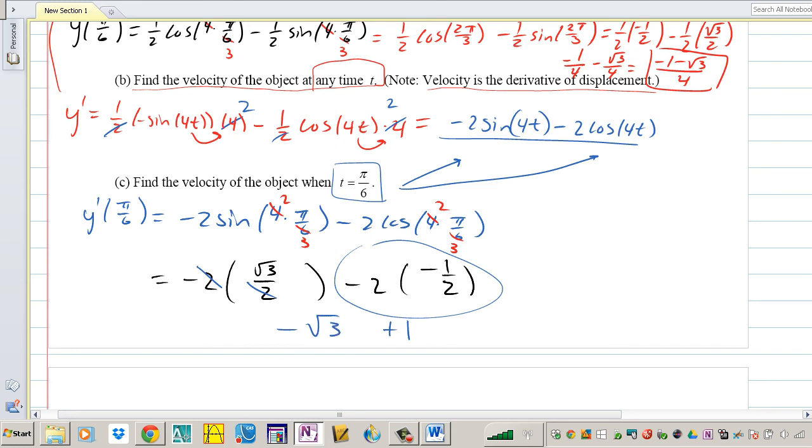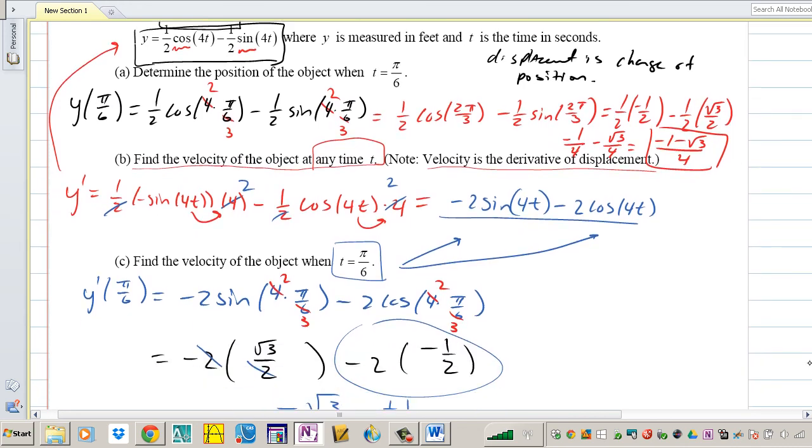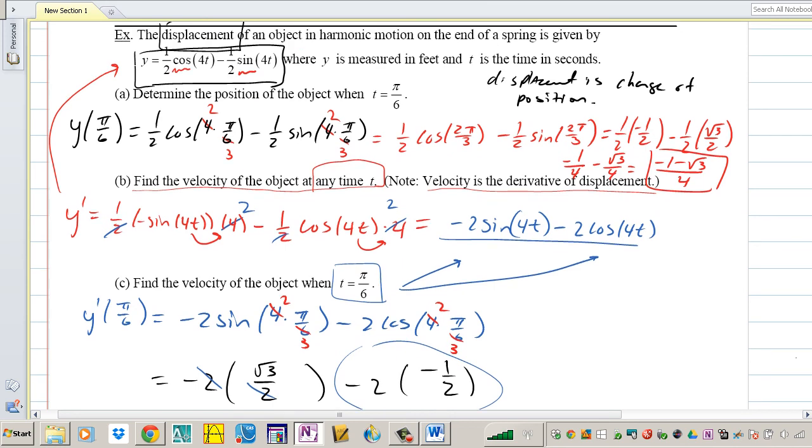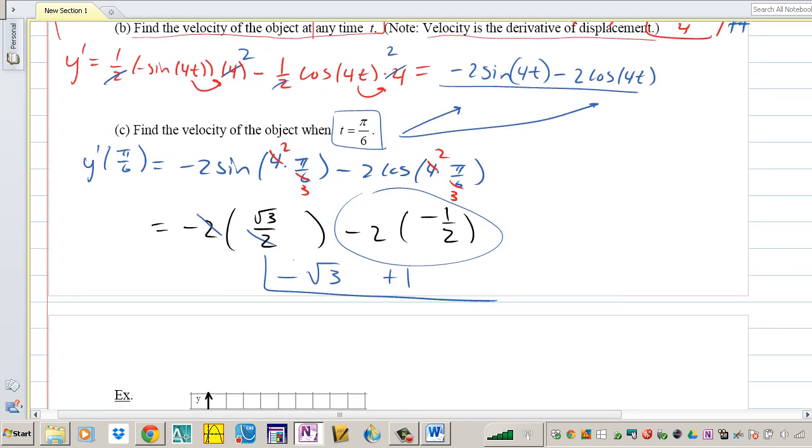And let's go back up to our units. It's one thing that I forgot to do. This displacement is in feet, so I'm going to say this is feet. And to fix this problem over here, I'm going to say that this is feet per second.